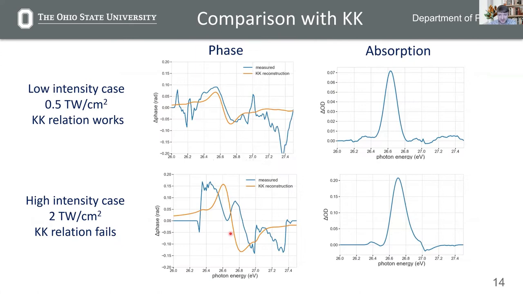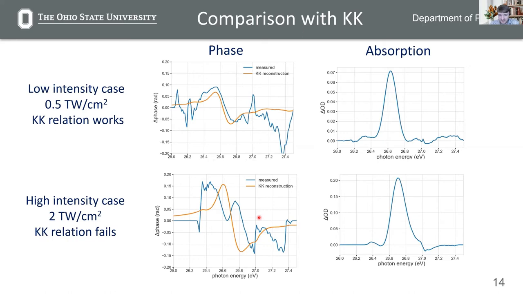Now, as we have both phase and absorbance, we could compare the direct measurement of the phase with a Kramers-Kronig reconstruction based on the absorbance. Here in blue, you can see the phase measured directly from experiments, and orange is the Kramers-Kronig reconstruction. At low intensity, Kramers-Kronig works well, while at high intensities, above 1 terawatt, in this example at 2 terawatts, there is almost no agreement and Kramers-Kronig fails completely, which is in principle expected, as I discussed in the beginning.